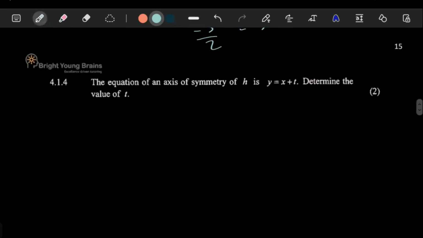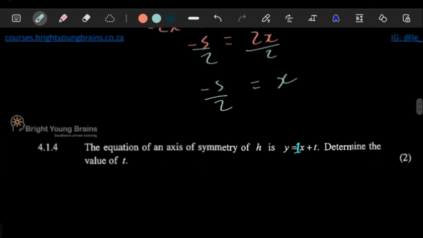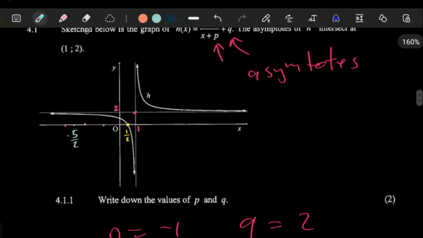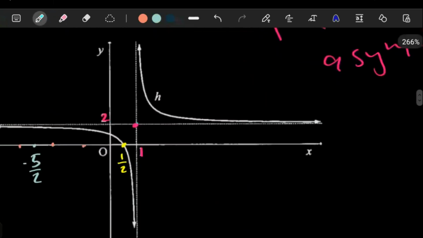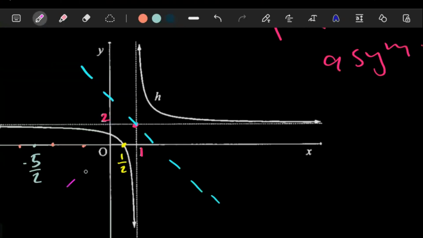For 2 marks, they say the equation of an axis of symmetry of h is this equation. Determine the value of t. So this is clearly the equation of the positive axis of symmetry, because your hyperbola always by default has 2 axes of symmetry. There's one that's a negative, and then there's another one that's always a positive, you see.